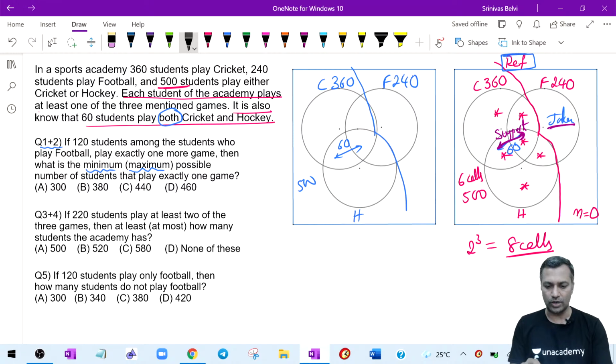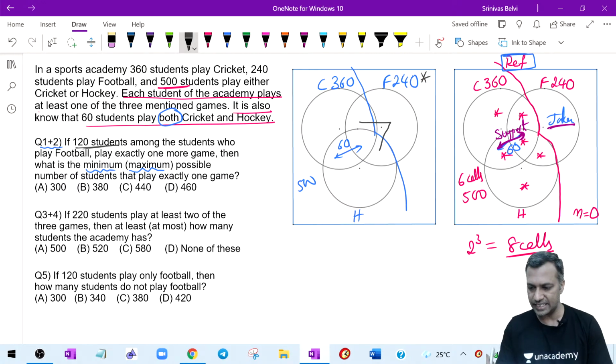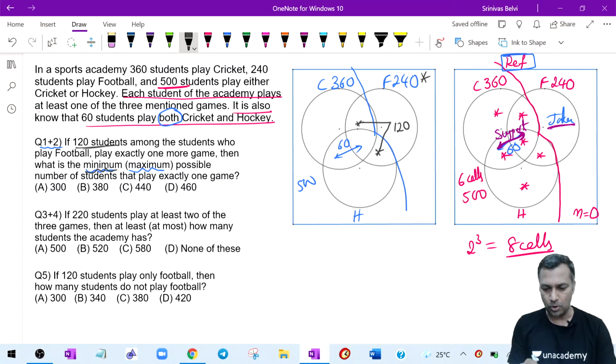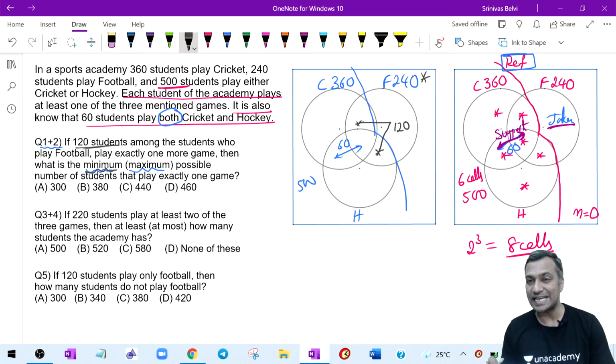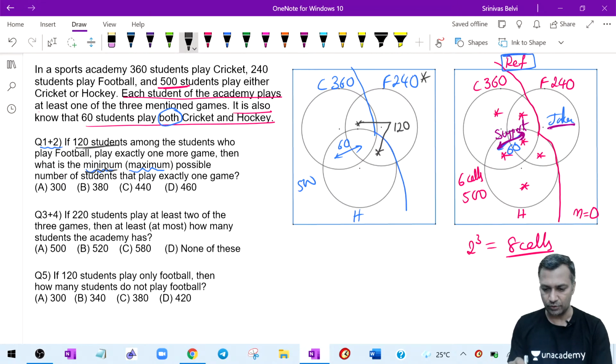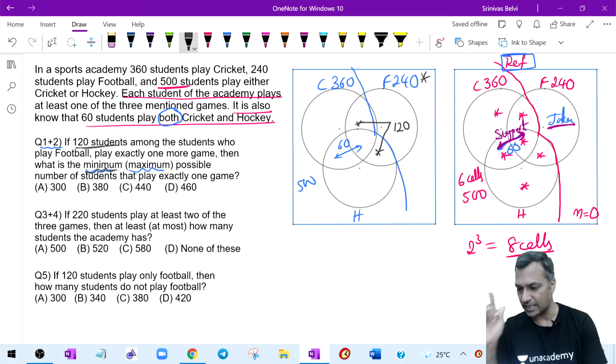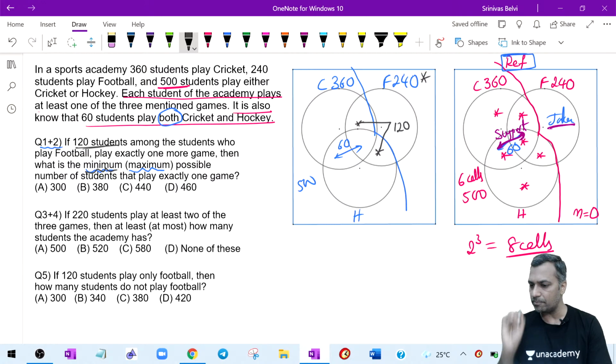So then what is it saying? 120 students who play football play exactly one more game. Fair enough. The sum of these two cells is how much? 120. Then the minimum possible number of students who play exactly one game. Now he's talking about those who play exactly one game. Now listen to this. You want the minimum number of people who play exactly one game. That is the whole objective there.